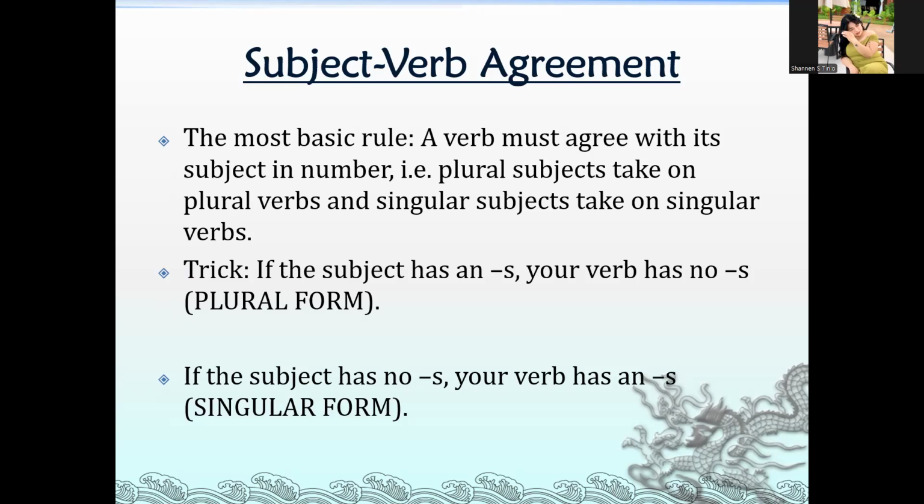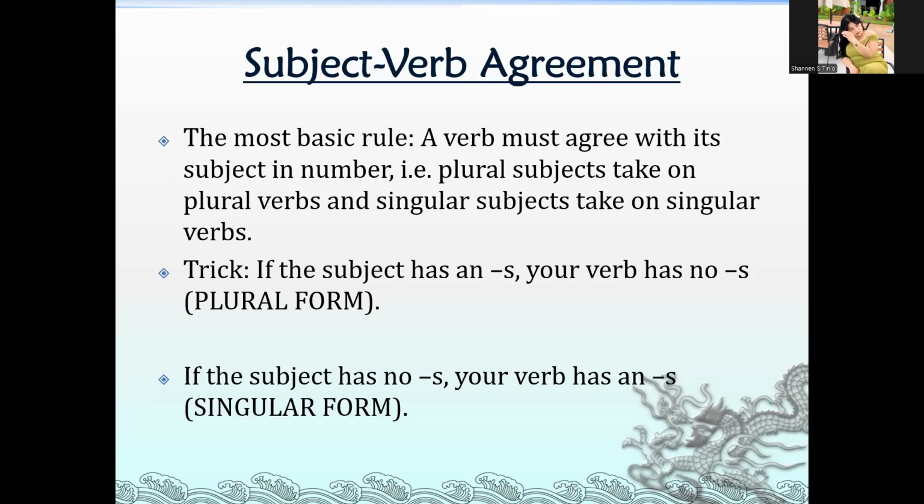For example, we have a plural subject, the boys. The boys love or loves swimming? The boys love swimming. Again, boys with an S is in plural form, and love without an S is in plural form. The boys love swimming.